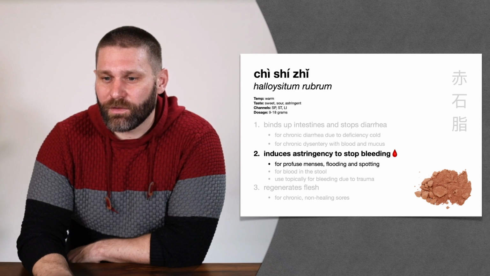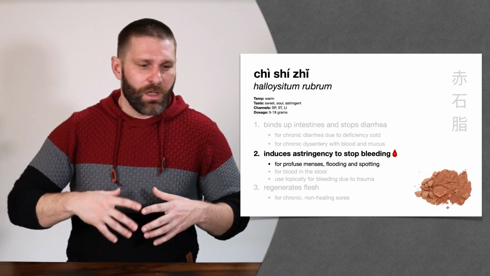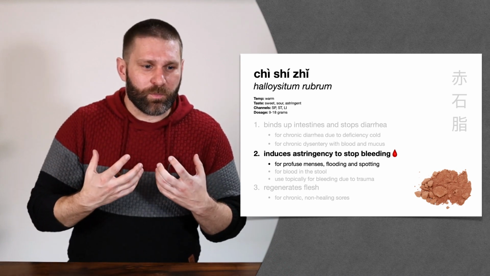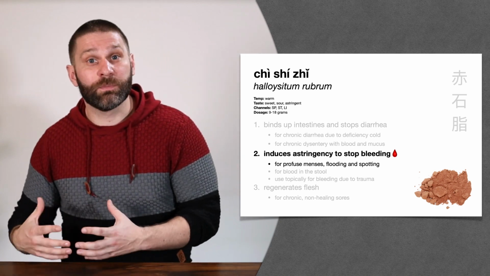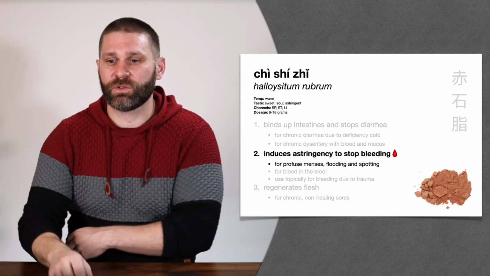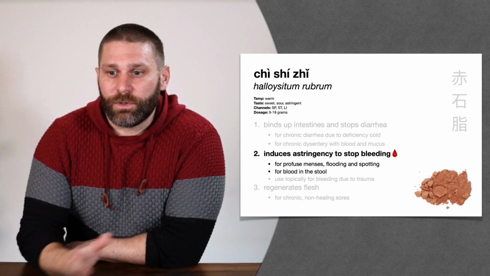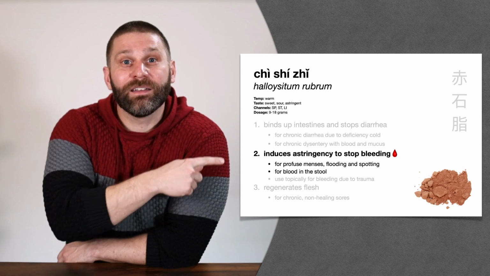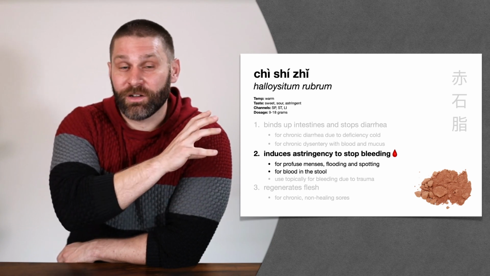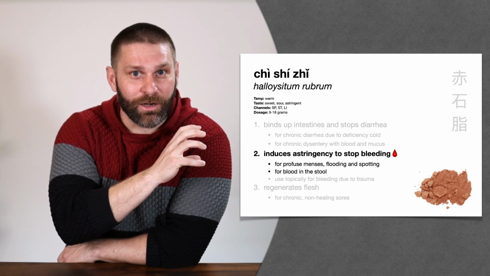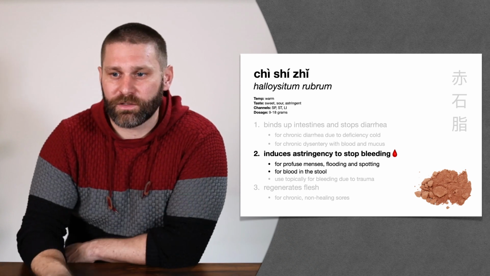So this can be for bleeding like profuse menses, flooding and spotting. So during the period, you have a profuse flow, a very heavy flow of bleeding, and then you have spotting between periods. By inducing astringency, it can stop that bleeding. But it can also be used for blood in the stool. So again, we're combining these two functions together: it induces astringency to stop bleeding, and it also induces astringency to stop diarrhea. So it's really good, you put those together, and it's good for diarrhea with blood in the stool.